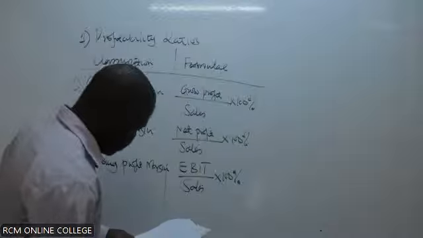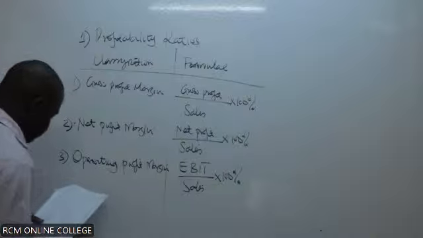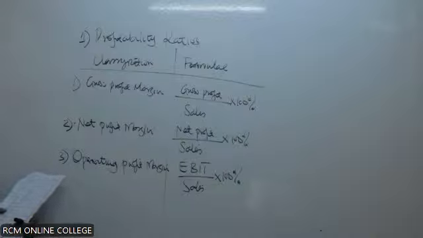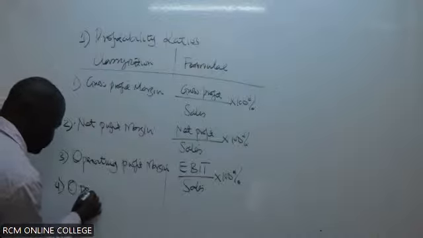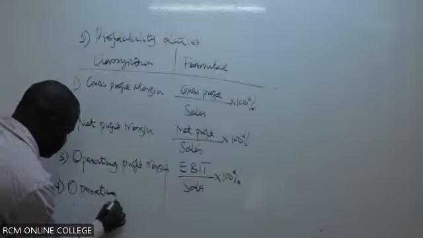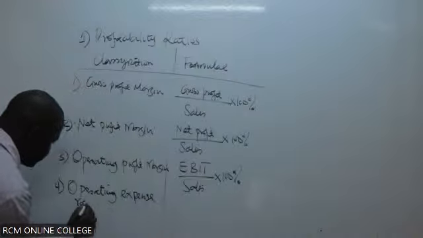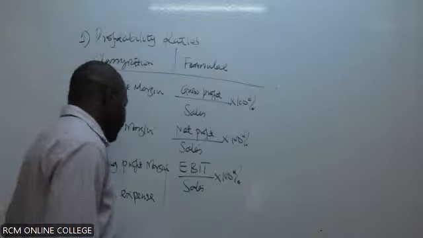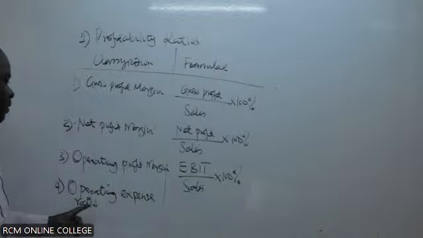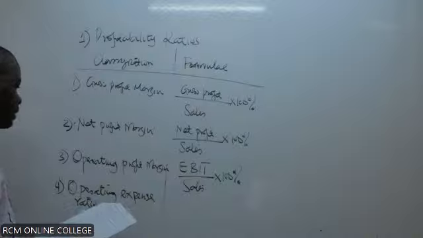Then we can also have another one we refer to as the operating expense ratio. So this one, the formula you'll utilize here, you just consider only the operating expenses. You divide by the sales, you multiply by 100%.